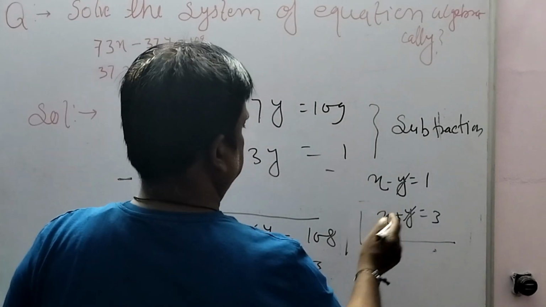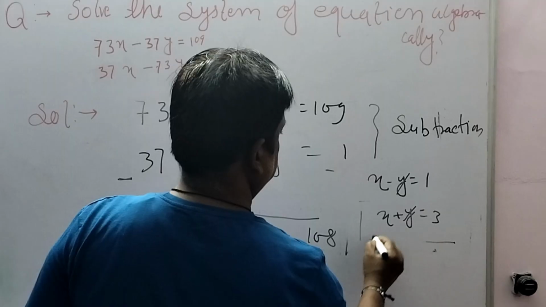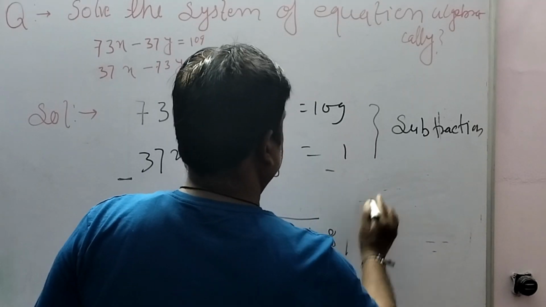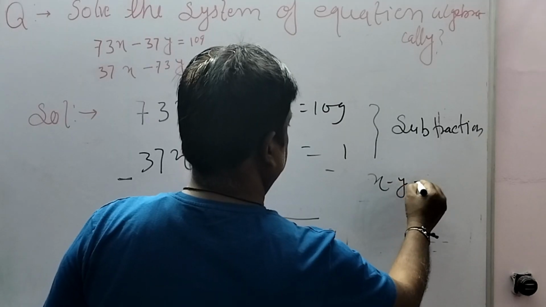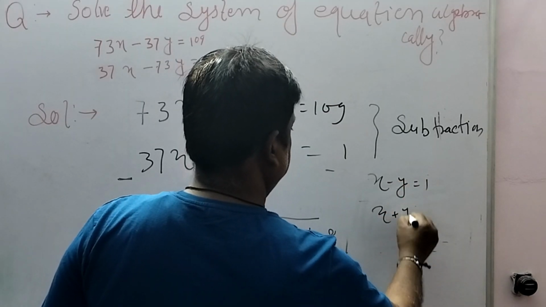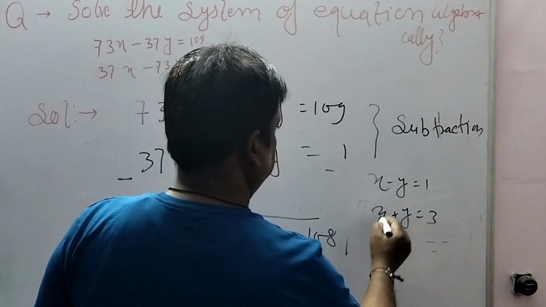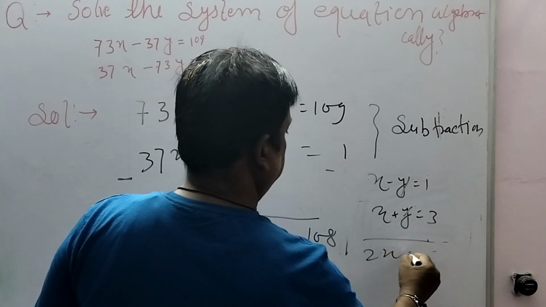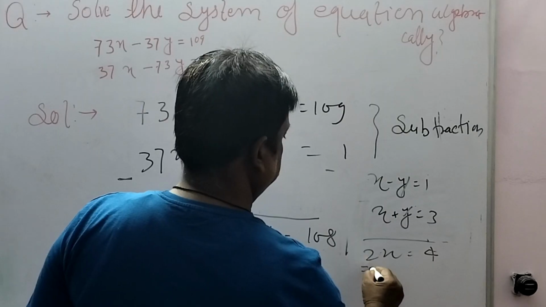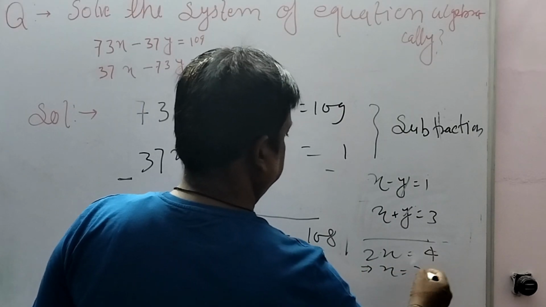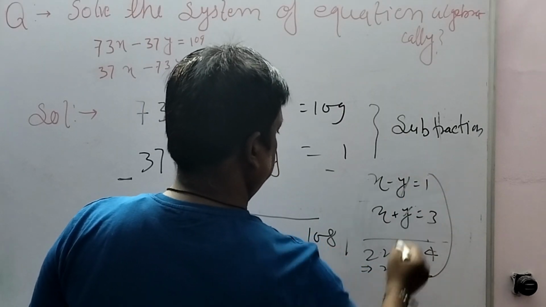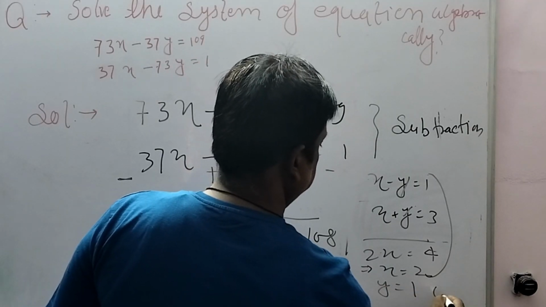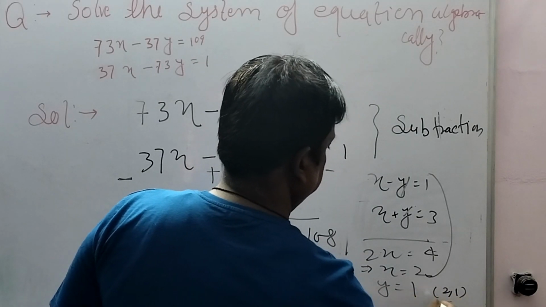So friends, we have got two equations: x minus y equal to 1 and x plus y equal to 3. Adding means 2x equal to 4, that means x equal to 2, and we put any value, then we get y equal to 1. So the solution is 2 and 1.